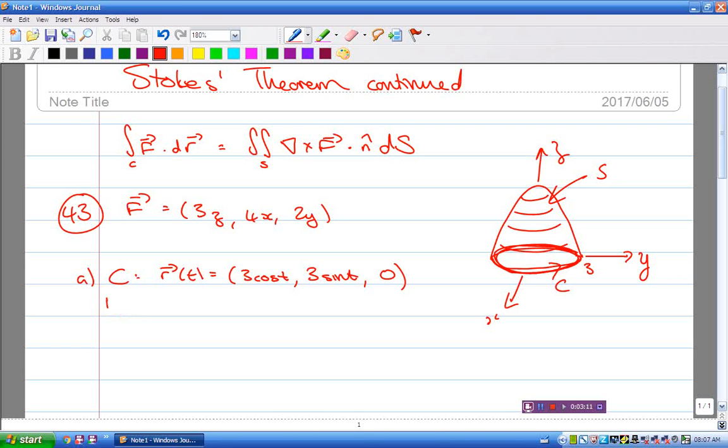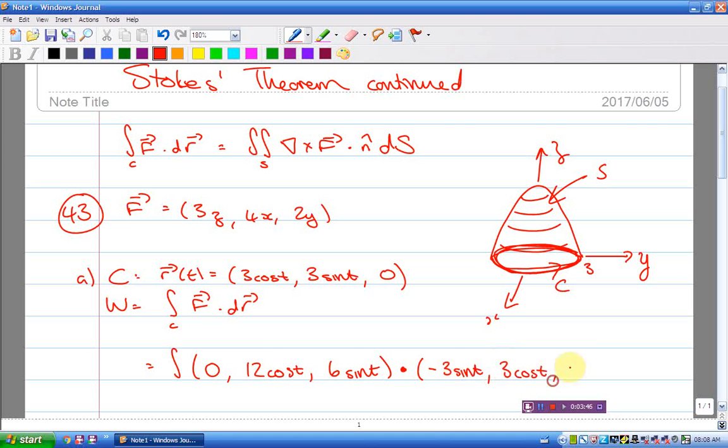Line integral. So work done is that thing. I'm going to first of all take F, but everywhere there's an x or a y or z in my F, I'm going to replace it with the x or y or z parametric expression for C. So let's have a look. 3z will be 0, 4x will be 12 cos t, and 2y will be 6 sin t. That's my F. I'm going to dot with r dash. r dash is minus 3 sin t, 3 cos t, and 0. There's a dt at the end, and t goes from 0 to 2 pi.